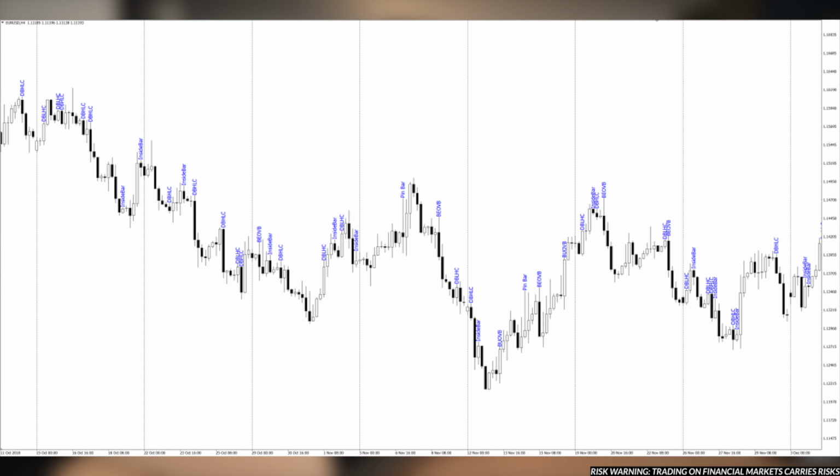We have, for example, inside bar, then we have the BUOVB, which is the engulfment pattern, BEOVB, again, engulfing pattern, DBLHC, DBHLC, and pin bar. Basically, those are shortcuts of price patterns which you can Google later.